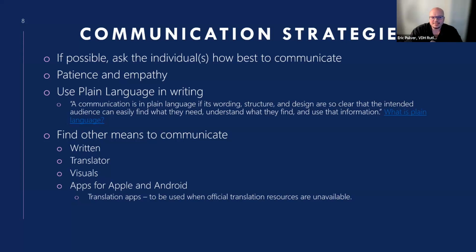And number one is this: if possible, just ask that individual or the individuals that you're talking with how best to communicate with them. The person is going to know their abilities to communicate, their preferred methods of communication, way more than you can probably just kind of visually or auditorily figure out. So just ask, it's the best way to do it.